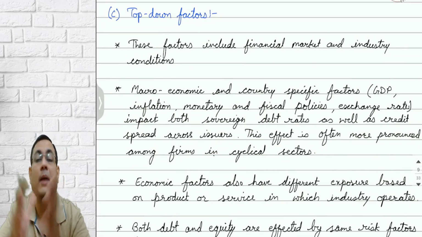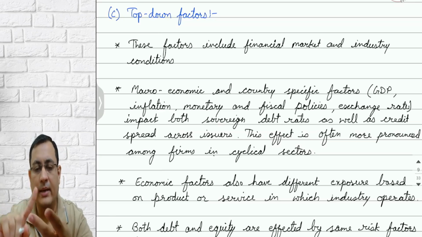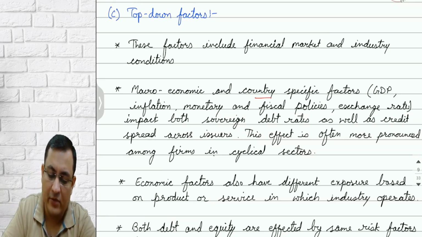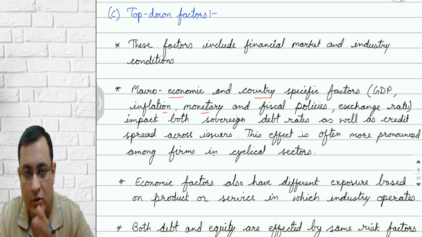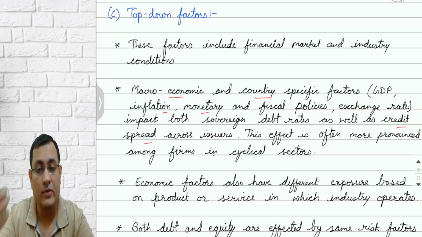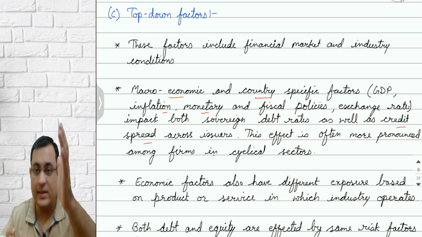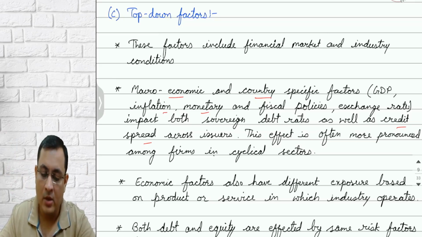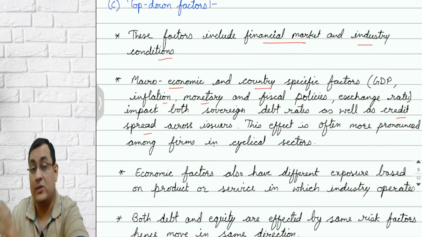This is more related to macroeconomic factors: GDP, inflation, exchange rates, per capita income, demand and supply of money. All these macroeconomic factors and country-specific factors, monetary and fiscal policies, what is the rate of sovereign debt in the market, your credit spread, are going to drive your cost of debt and cost of equity, and they will move in the same direction. When cost of debt is increasing, cost of equity is also generally increasing, and if they are going down, they will go down together. So these include financial market and industry conditions, nothing to do with a specific issuer.